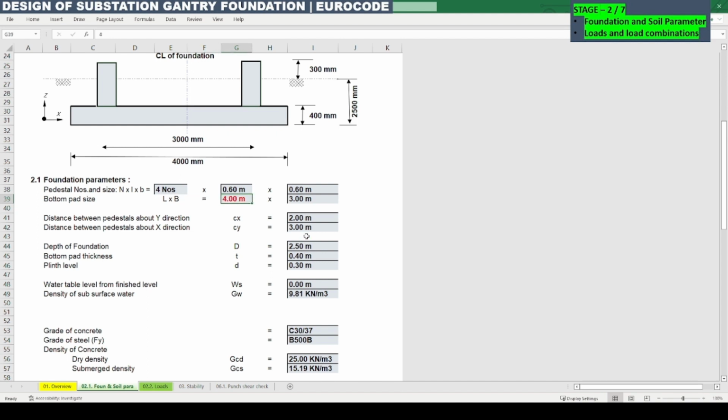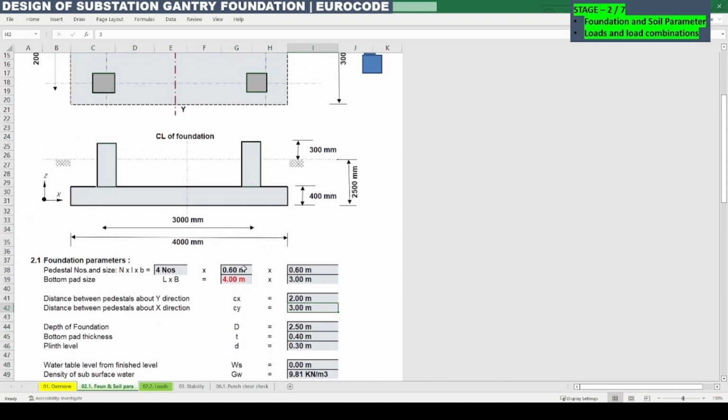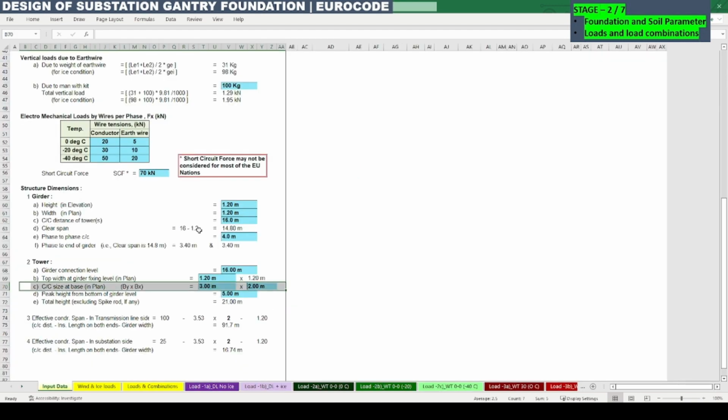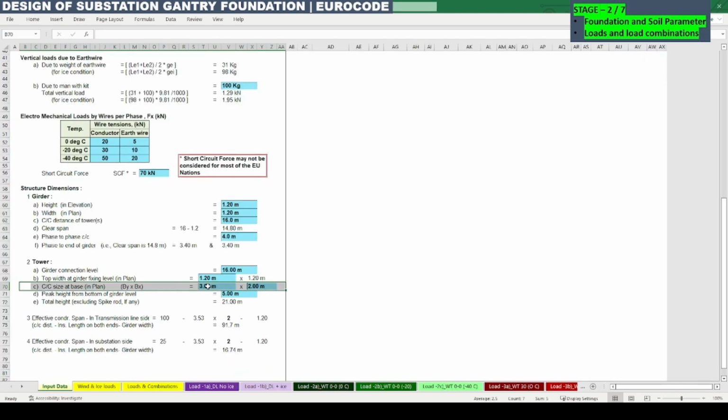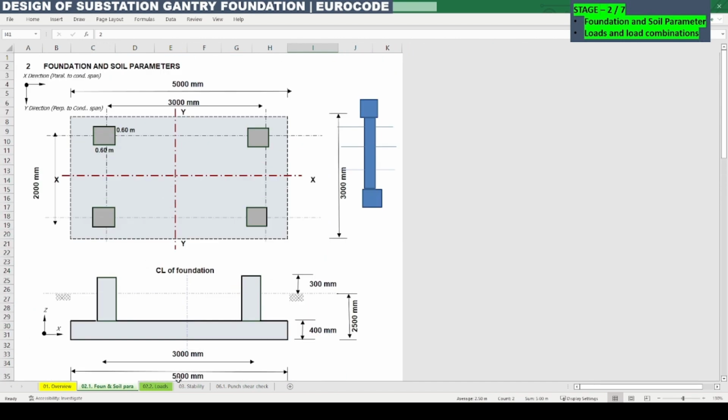So the Excel calculation is prepared such that if the length is inadequate to hold this center to center distance plus the pedestal distance, then it will show in red color. So that's why it's showing. So we can consider 5 meter as the total width of the foundation. Now we are considering the actual center to center dimensions which were considered for the structure design. So 2 meter is the smaller width and 3 meter is the higher width. So this is a slight modification in the foundation dimensions which we need to make as per the structure.